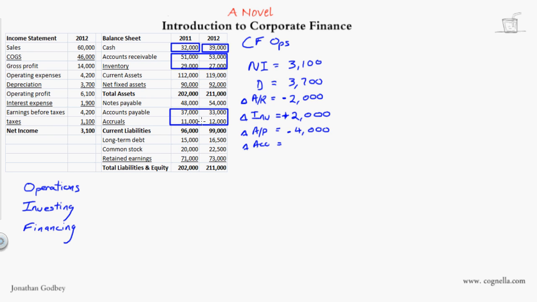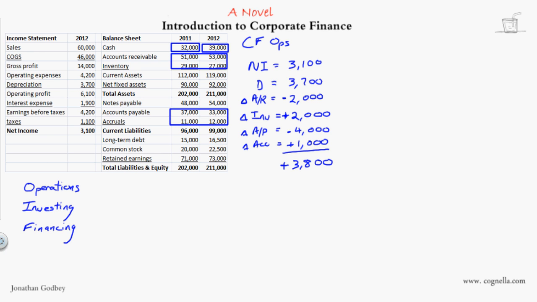Accruals, for our purposes, I want you to think of them this way. Accruals are salary that's owed, or it could be something similar to that that's owed. So I owed $11,000 last year, I owe $12,000 this year. I effectively borrowed $1,000. So that's a positive cash flow. So I add all of those up, and my operating cash flow is $3,800. This means, from a business standpoint, if I'm evaluating this business, this is good. The operations of the firm here are actually generating cash flows. So that makes me happy.